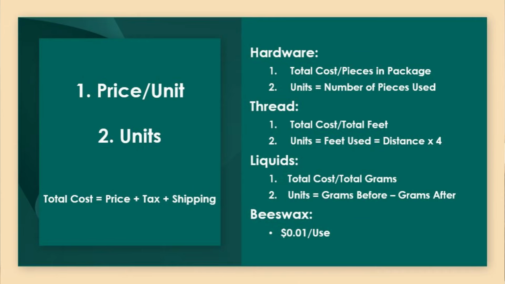And that's how I price my different things. So that is my price per unit. And then the number of pieces of hardware that you use, the number of feet that you use, which is straight line distance, times 4, that's the number of units for thread. For liquid, it's the number of grams. You gotta weigh it before and after your project with a little kitchen scale. And then typically, I always just throw in just 1 unit of beeswax.